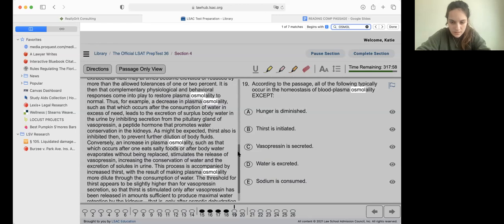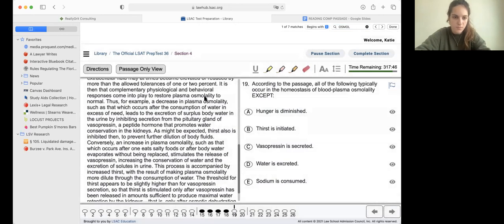Homeostasis is blood plasma osmolality. So what we're really looking for here is this whole paragraph. So we're not going to highlight the whole thing. Now we can go back and forth and knock things out. So do we have proof that hunger is diminished? No, we talk about water, thirst, but not hunger. So this is probably our answer, but let's check the rest.